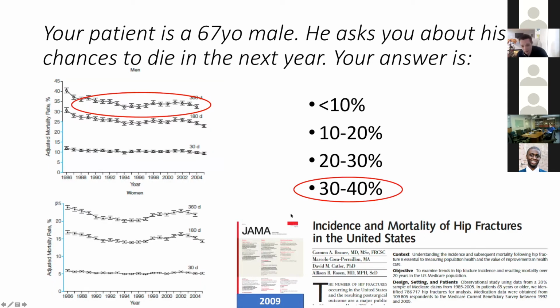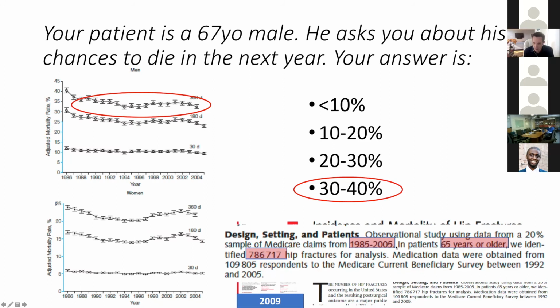Turns out it's actually 30 to 40%. Unbelievable. And this is based on a JAMA study, and you heard Dr. Ding about how important JAMA studies are. I'm going to find this. So it's a JAMA study from 2009, and it's a big survey in the US. You got 20 years of 20% of Medicare claims, 800,000 patients. I don't think a bigger study has been done.